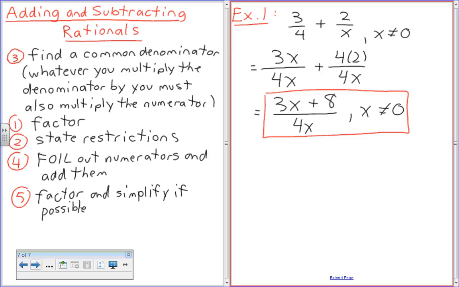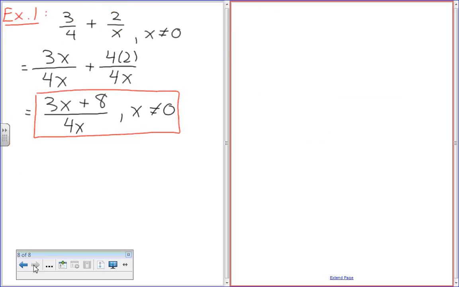All right, here we go, example 2. Ready for this one? We're moving up a little bit. We'll go 5 over x plus 1 plus 3 over x minus 3. Okay, this looks frightening. You guys can do this, though.